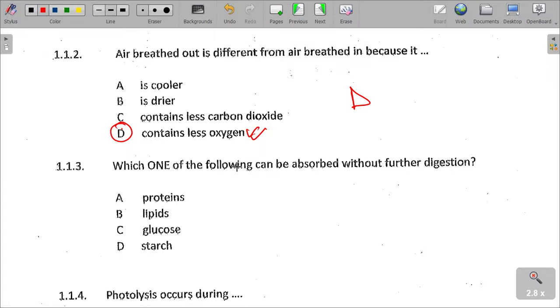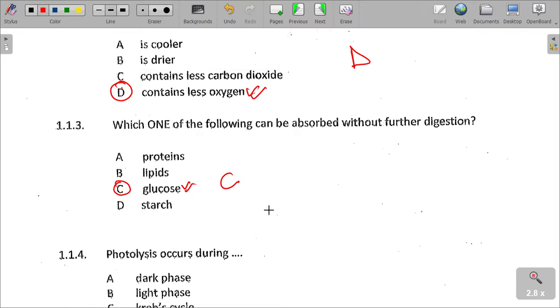Next question, which one of the following can be absorbed without further digestion? A, proteins, no. B, lipids, no. C, glucose, yes. And then obviously starch cannot. So our answer is glucose, which is C. Glucose can be absorbed without further digestion.